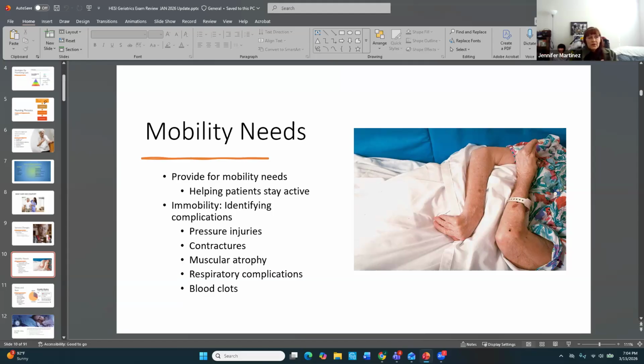Making sure that we're turning and repositioning, even if they're sitting in a wheelchair, right? We don't want just them sitting in one position the whole day in that wheelchair, still want to adjust their weight. Contractures, range of motion, extremely important in preventing contractures, right? We want to maintain their mobility as much as possible.